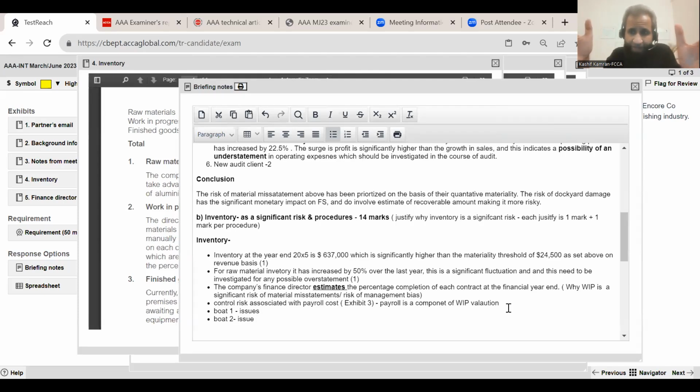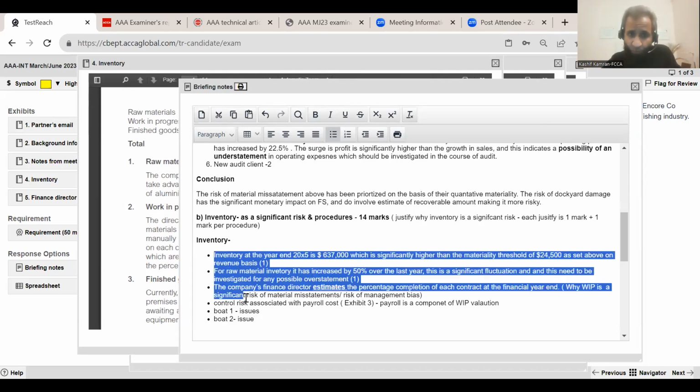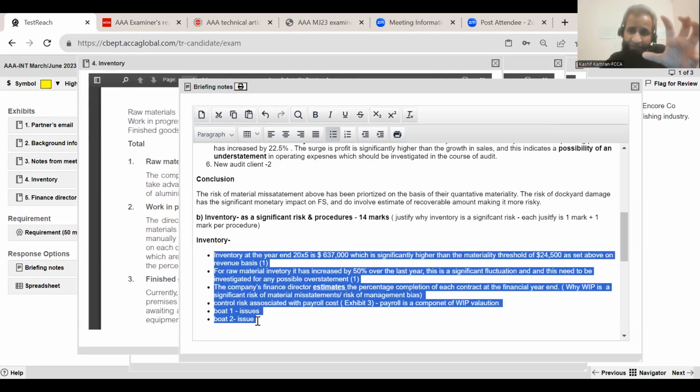So there are possible issues within inventory. First, the whole inventory balance is very significant. Then there is a significant rise in raw material inventory because of the bulk purchase. Then in the work in progress, there are estimates. In work in progress, there is an issue with the payroll cost. In the finished goods, there is an issue with boat number one and boat number two. So for those multiple reasons, inventory is a significant risk of material misstatement. And how many points do we have? Almost like 6 bullets, which you will translate into a proper answer. So 6 marks will be taken when you justify why inventory is a significant risk.